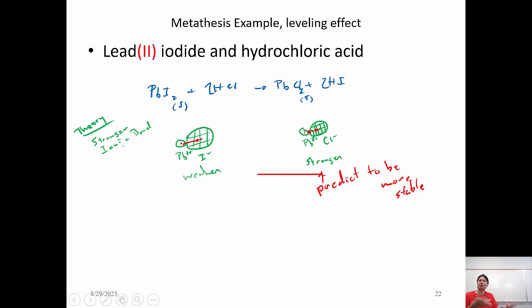That's kind of a more theoretical approach. We didn't really have stuff totally memorized. We would have to know that chloride's smaller than iodide. Iodide's a lot bigger, right? It has another shell of electrons.